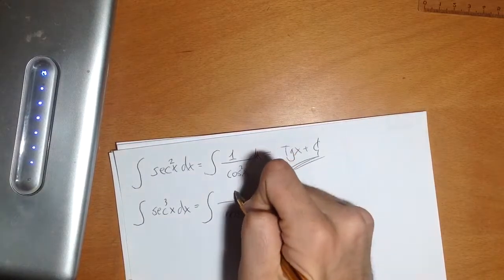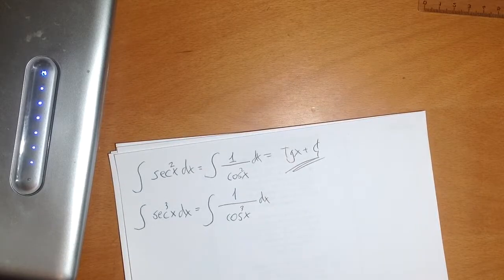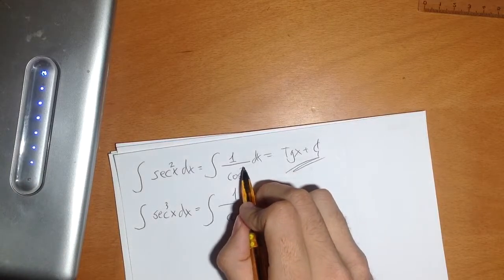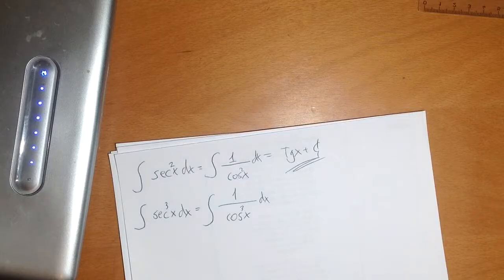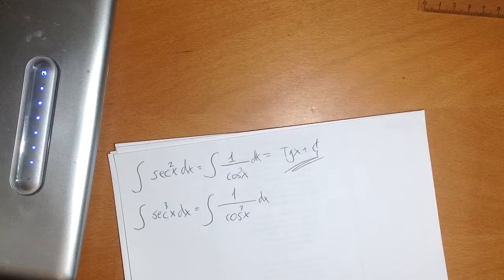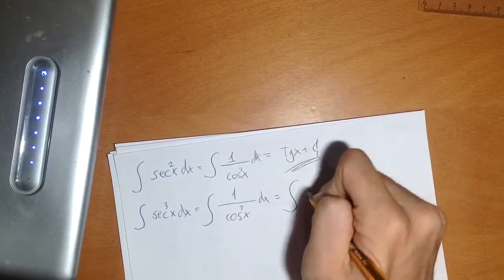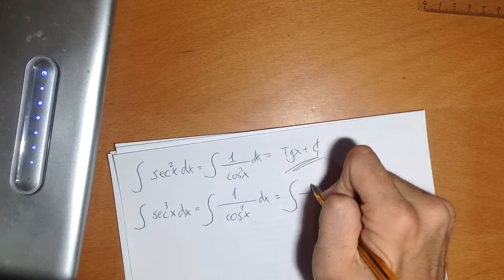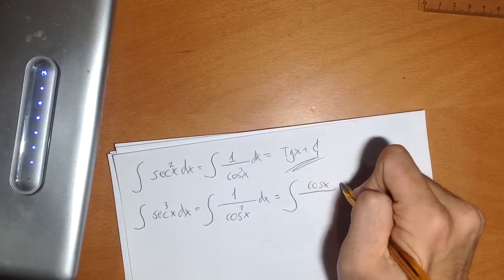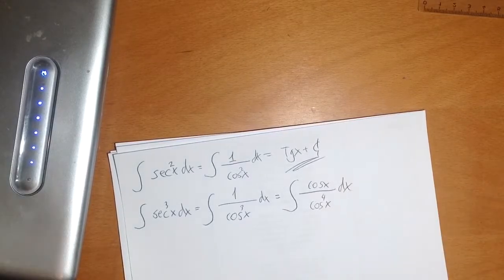As this, 1 over cosine cubed dx. At this point we're not interested in splitting this integral into 1 divided by cosine x multiplied by 1 divided by cosine squared x. That doesn't help. So we're going to do another thing. Multiply up and down by cosine x to have the following integral.